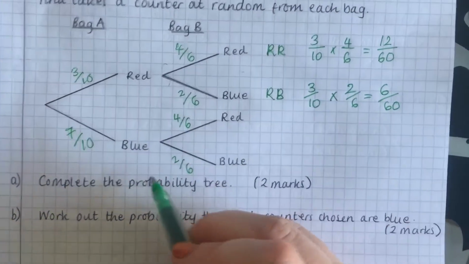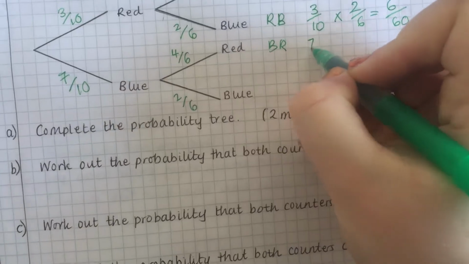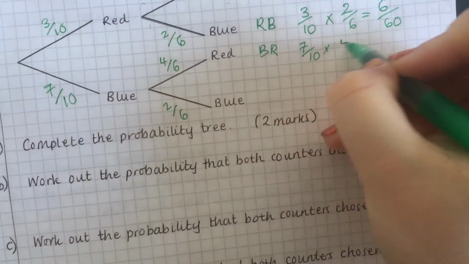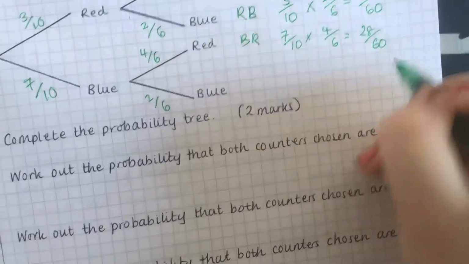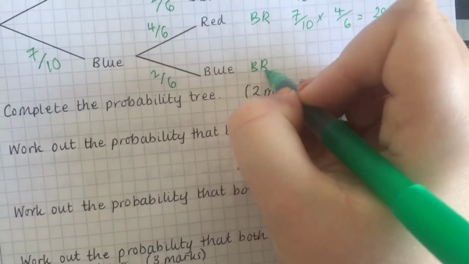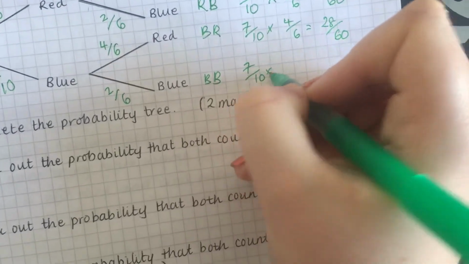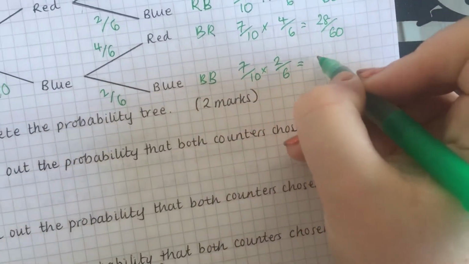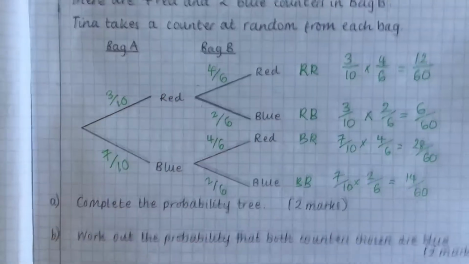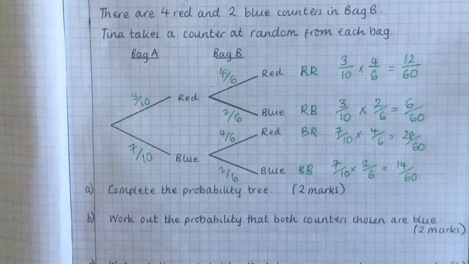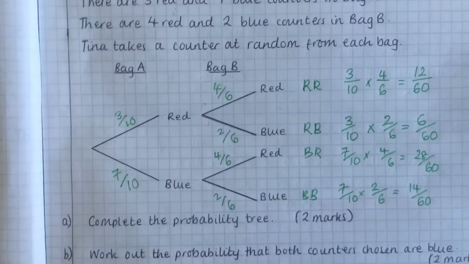Then we do the next one, blue, red. So again, you put BR and you do 7 out of 10 times 4 out of 6, which gives you 28 out of 60. And then the final one would be BB, which is going to be 7 out of 10 times 2 out of 6, which is 14 out of 60. So we've now done all of our combinations, and the reason this helps us for the next questions is because we can just choose which combinations it is that we want.